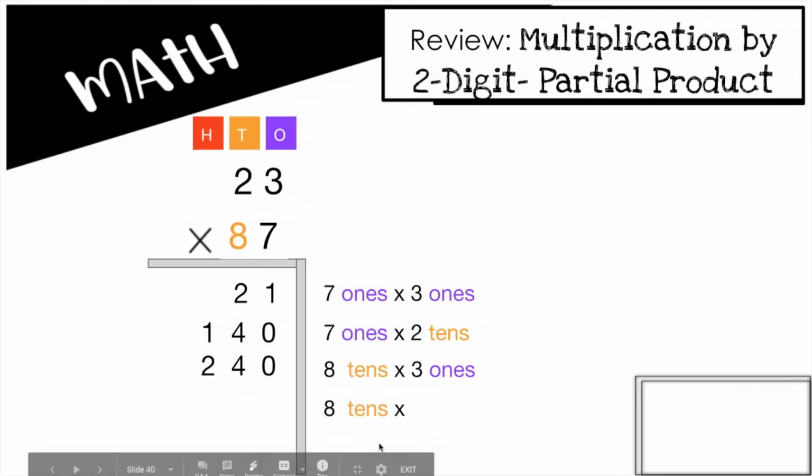Next step. 8 tens, and what is the only one we haven't done? We've done 3 ones times 7 ones, 7 ones times 2 tens, 8 tens times 3 ones, and now 8 tens times 2 tens. This is our biggest answer because it's tens times tens. So we have 80 times 20, and go ahead and pause and get your answer.